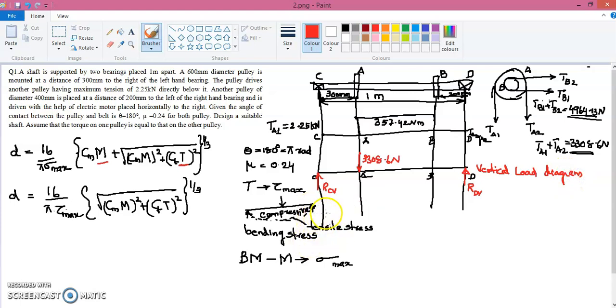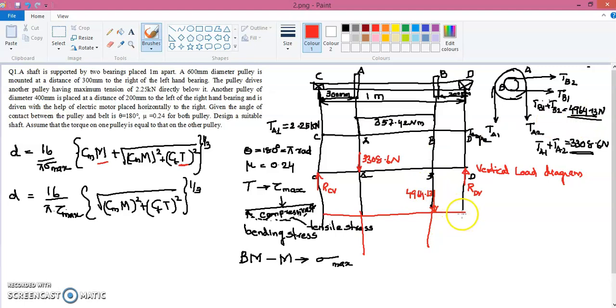And similarly we can draw another line like this. There also we can show these points C, A, B and D. But here we don't have a horizontal force at A. But at this point B, we have a horizontal force that we can represent here. The horizontal force magnitude we are having is 4964.13. That is the total horizontal force acting on the pulley B, that is TB1 plus TB2.